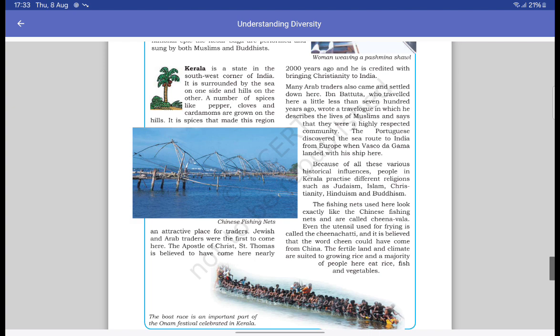Then put another comma. Portuguese discovered sea route to India from Europe when Vasco da Gama landed with his ship here. I repeat, Portuguese discovered sea route to India from Europe when Vasco da Gama landed with his ship here.